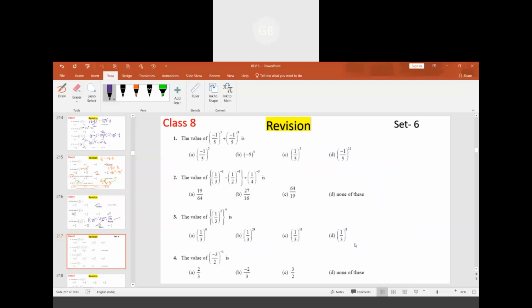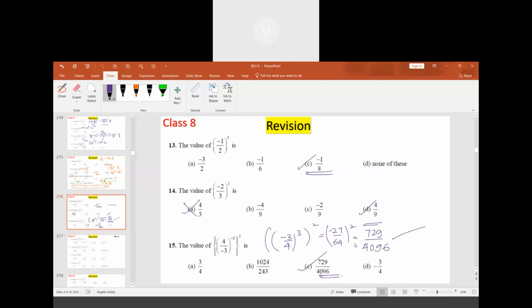The remaining set we can do in the next period since the time is up. Any doubt? No doubt, sir.